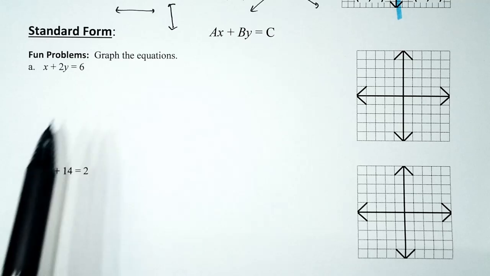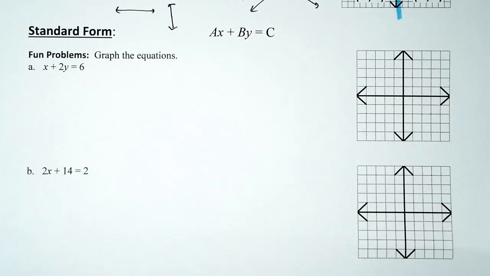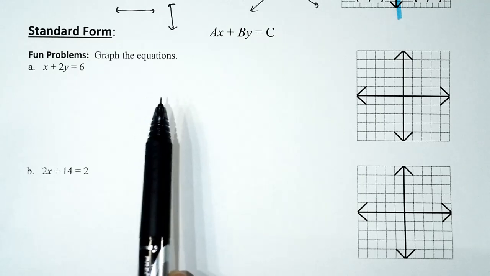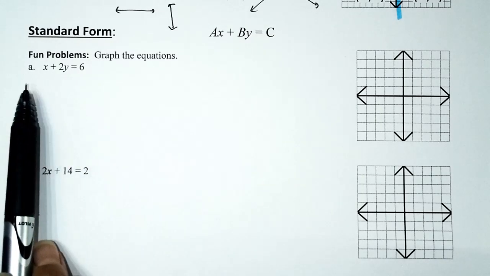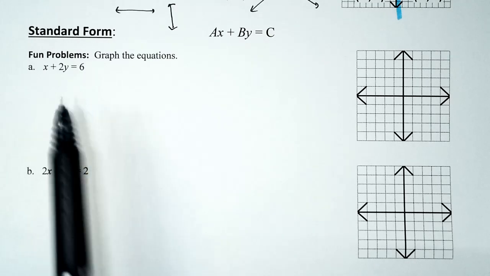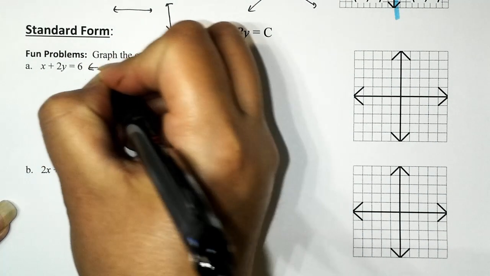Okay, so it says graph the equations. I want to point out that it doesn't say what technique to use, so I'm just going to find ordered pair solutions. If my equation has both x and y variables, something that I like to do is solve for y. The question is, do you have to? No.